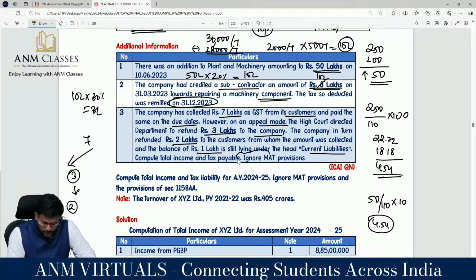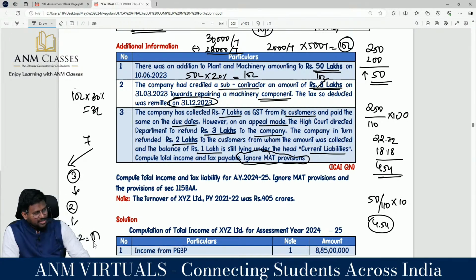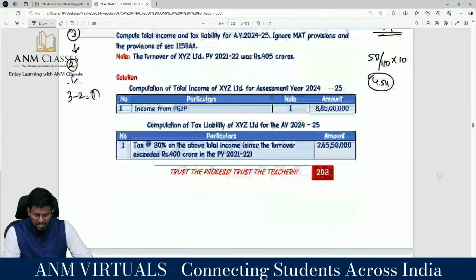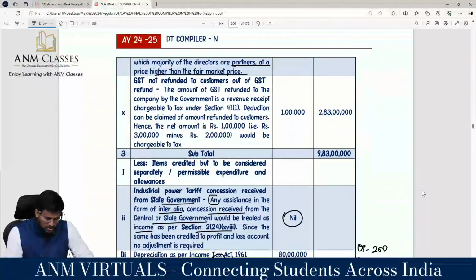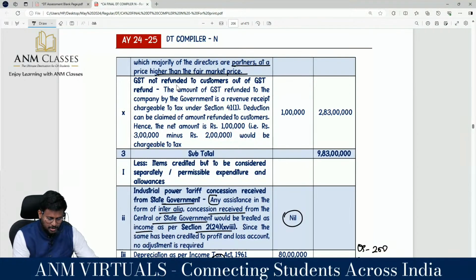Compute the total income and tax payable, ignore MAT provision is what the question. This 1 lakh, that is 3 lakh minus 2 lakh, 1 lakh balance, circle here. This 1 lakh should be treated as remission or cessation of trading liability. This is an income in the revenue front, so it has to be added to the net profit, my dear lovable students. GST not refunded to customer out of GST refund.